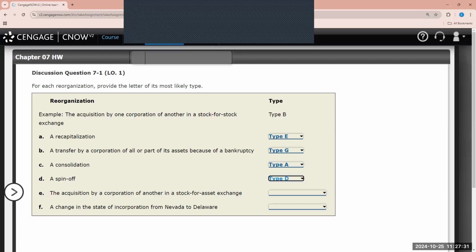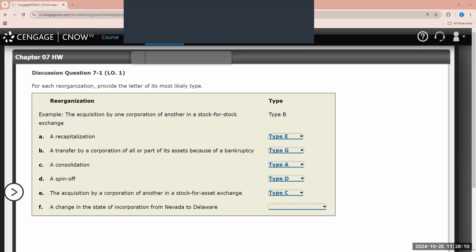Next, we have E, which is an acquisition by a corporation of another in a stock for asset exchange. This would fall under type C. In a type C reorganization, the acquiring corporation will obtain substantially all of the target's assets in exchange for acquiring voting stock, in addition to a limited amount of property. The target company, however, needs to distribute all of the assets received in the reorganization, as well as any of its own property retained, and effectively the target will need to liquidate.